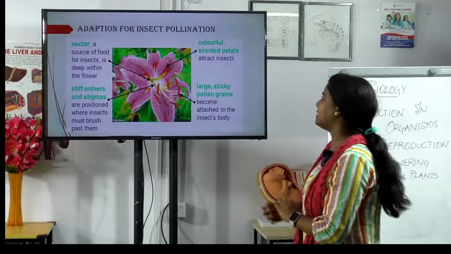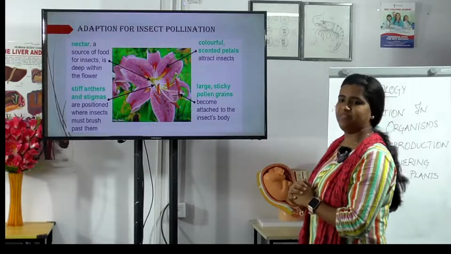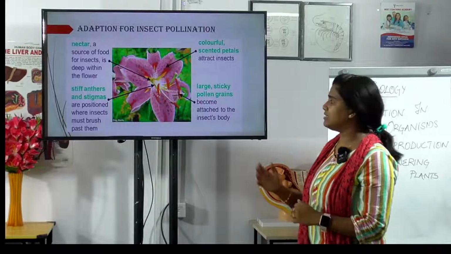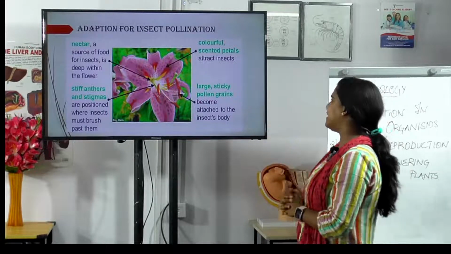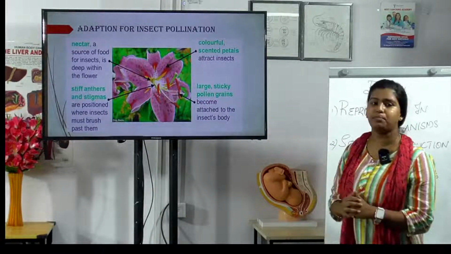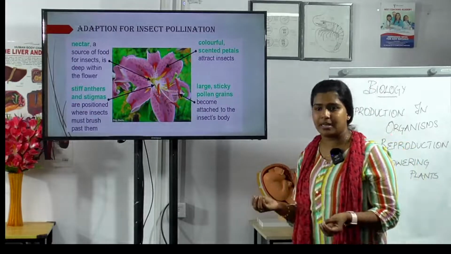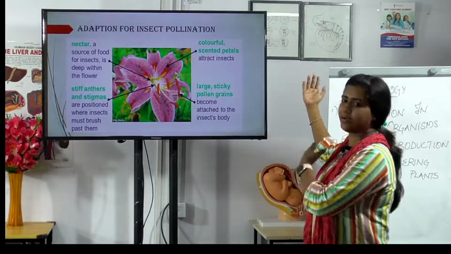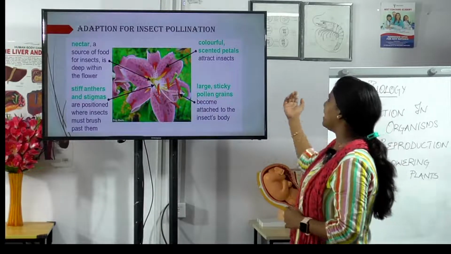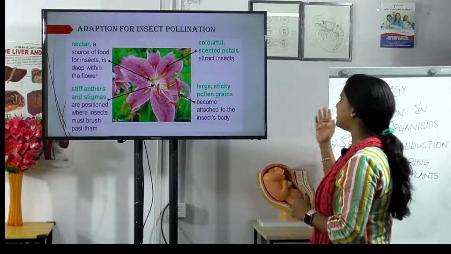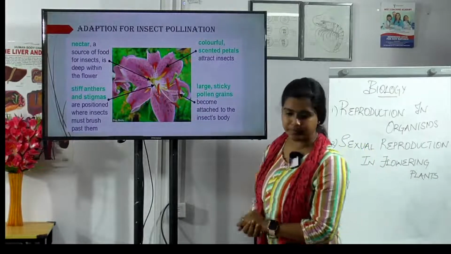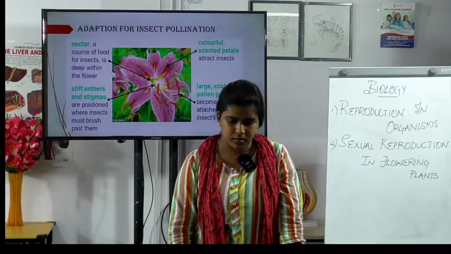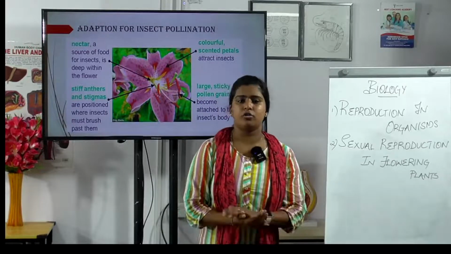The nectar is deep within the flower, and they have stiff anthers and the stigmas are positioned where insects must brush and pass them. They should not break immediately, right, there must be good stiffness. And they are very colorful and bright to attract the insects, and there are large sticky pollen grains that become attached to the insect's body. Okay, insect pollination is also known as entomophily.